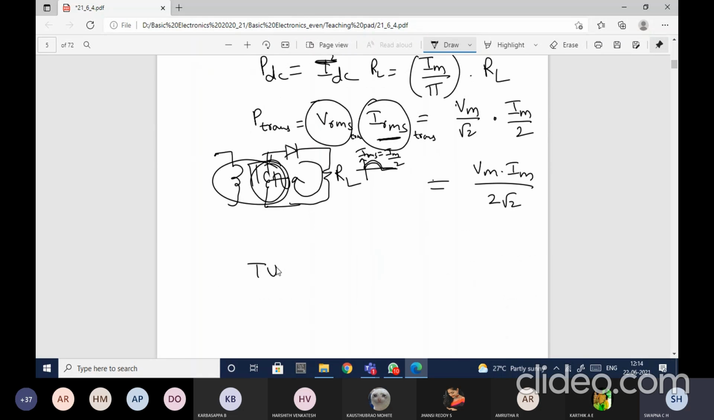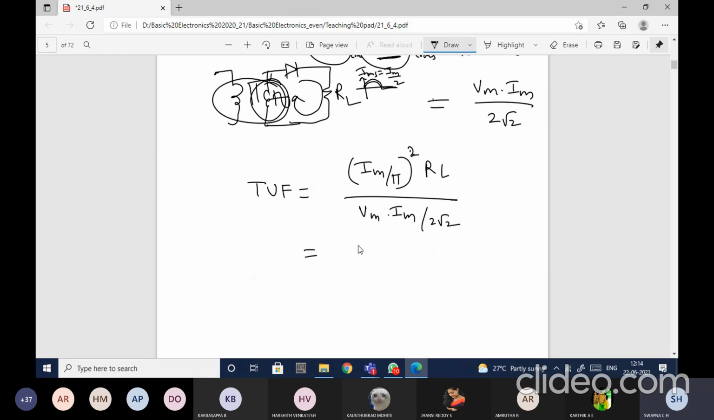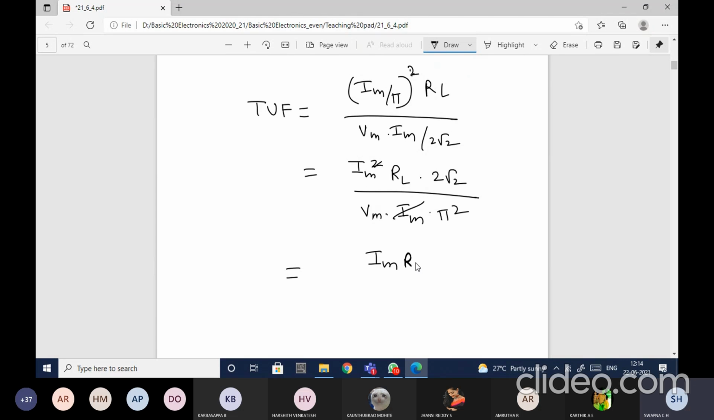Transformer utilization factor is equal to Im by pi whole square into RL divided by Vm into Im divided by 2 root 2. Let me rearrange the terms. It will be Im square RL into 2 root 2 divided by Vm into Im into pi square. This Im and this Im will get cancelled, so you will be left with Im RL 2 root 2 divided by Vm into pi square.